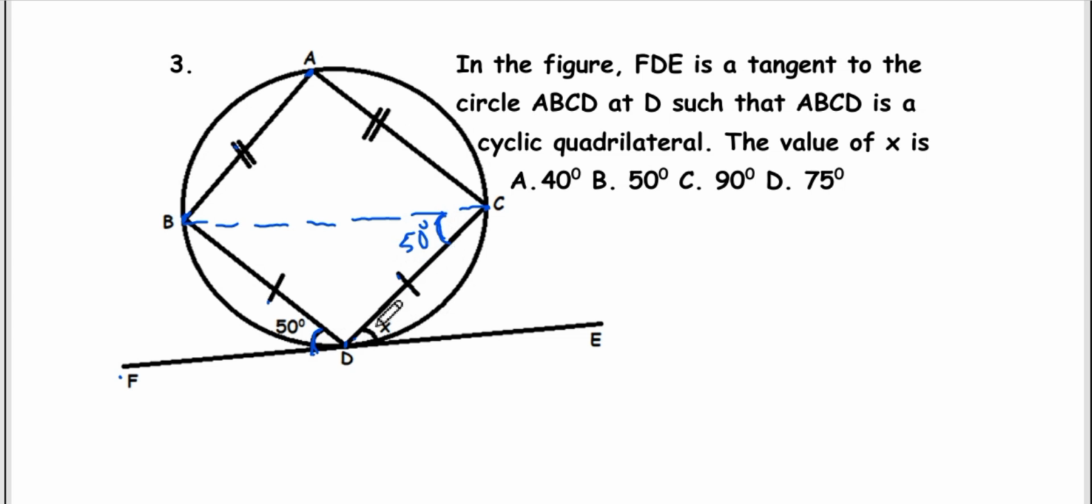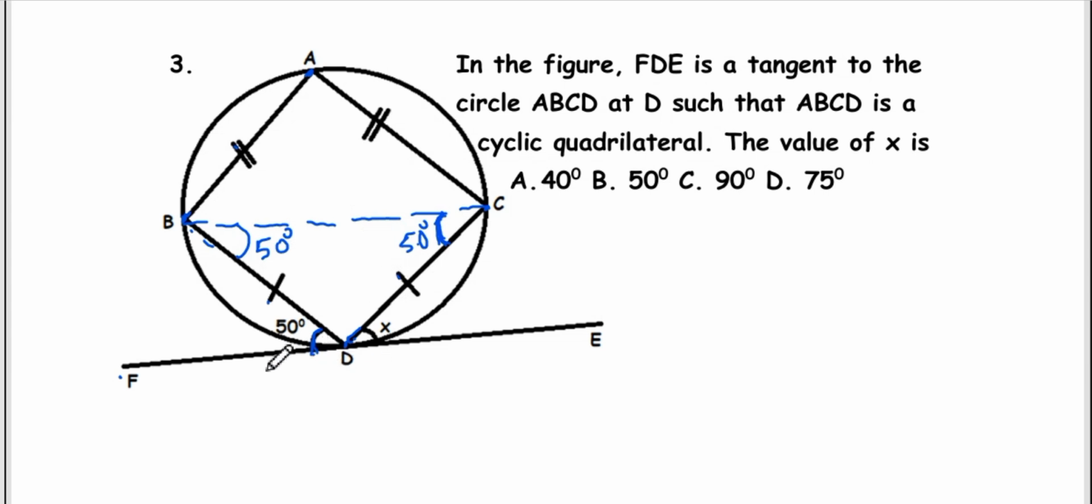And since this is an isosceles triangle, if this line is equal to this line, that means the angle facing this line is also equal to the angle facing this line. This angle is facing this line here. So if this line is equal to this line, and the angle facing this line is equal to the angle facing this line, that means if this is 50, this is also 50.